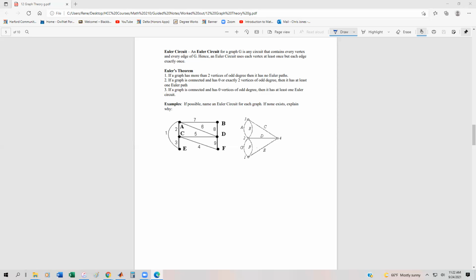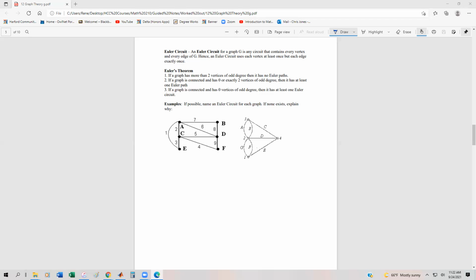Now, Euler's theorem suggests that we can determine whether there's going to be an Euler circuit or not that exists in a certain graph, okay? So for us, if we have a graph that has two vertices of odd degree, or more than two vertices of odd degree, then it doesn't have an Euler circuit, okay, or an Euler path. If the graph is connected and has 0 or 2 odd degree vertices, then it has at least one Euler path. And then if a graph contains 0 vertices of odd degree, then at least one Euler circuit exists.